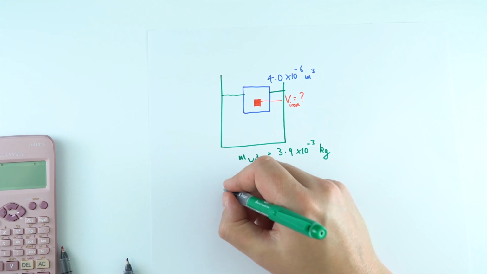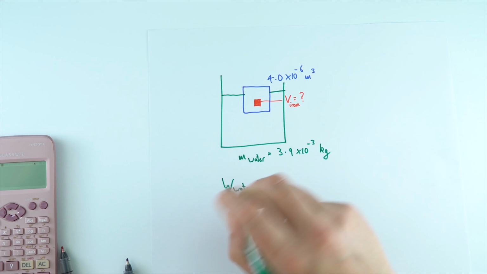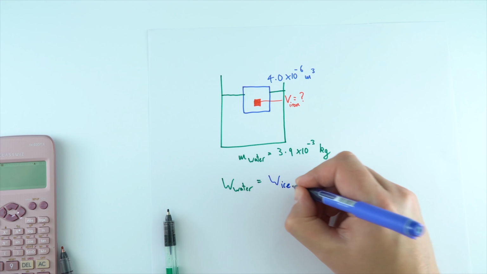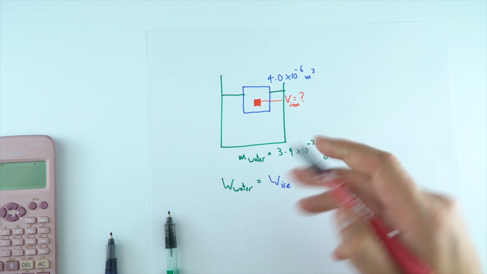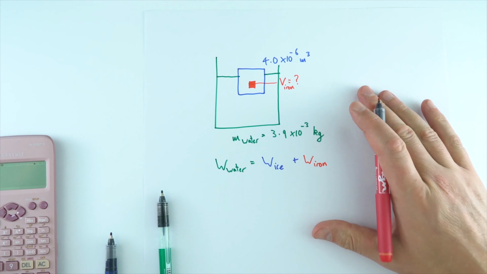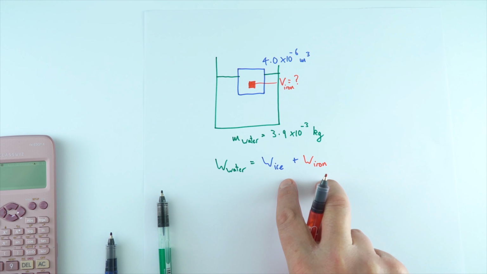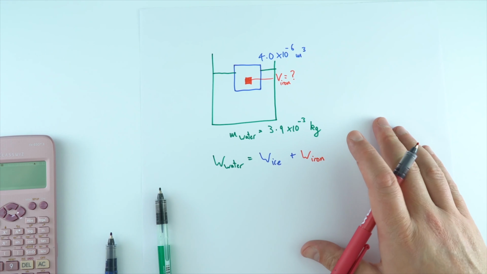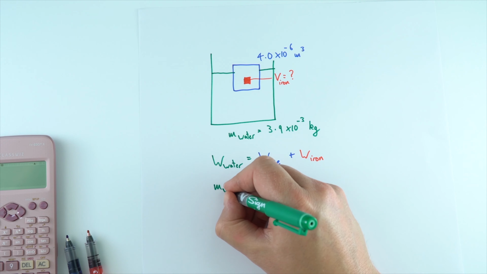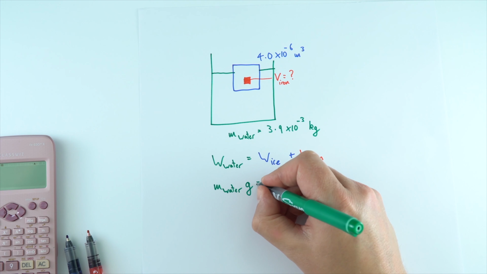So what we can say is that the weight of the water is equal to the weight of the ice plus the weight of the iron. Okay, so the ice and the iron added together, their total weight must be equal to the weight of water displaced. And we can work this out because that's going to be equal to the mass of water multiplied by the gravitational field strength.